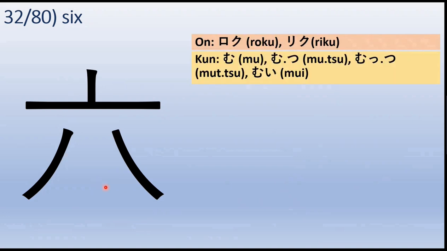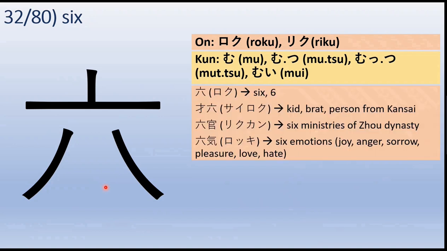The next kanji of today is numeral 6. You might be wondering why we started with 8 and then went to 6 instead of the other way around. The reason is that this symbol has the radical 8 in it. So that's why we discussed 8 first and then 6. The on reading is roku, as you already know, or riku at some places. Kun'yomi reading is mu, mutsu, or mui.